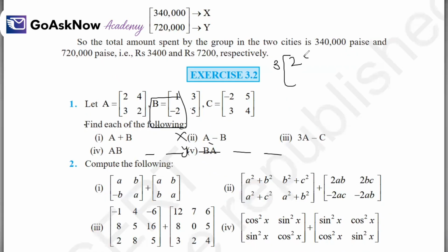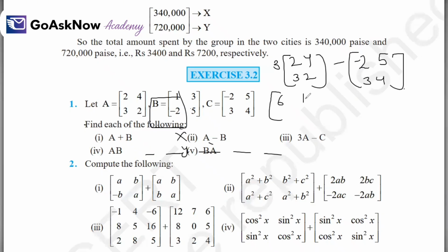A is what? 2, 4, 3, 2. Minus C. C is what? Minus 2, 5, 3, 4. Just do the calculation here: multiply it by 3, you get 6, 12, 9, 6. Minus of minus 2, 5, 3, 4. Okay. Now just do the calculation further.